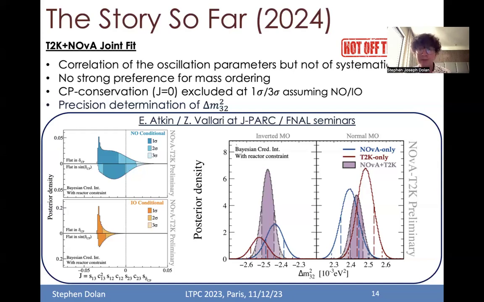We also, these two experiments put together, both make quite precise constraints on the large mass splitting, the delta m squared 3-2 parameter here. You can see the relative constraints from each in the bottom right plots there. And you can see the constraints together as well. And these constraints together are reaching a very precise, order percent level precision determination of this parameter.